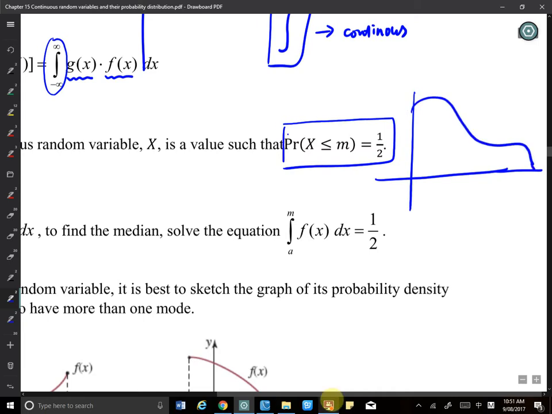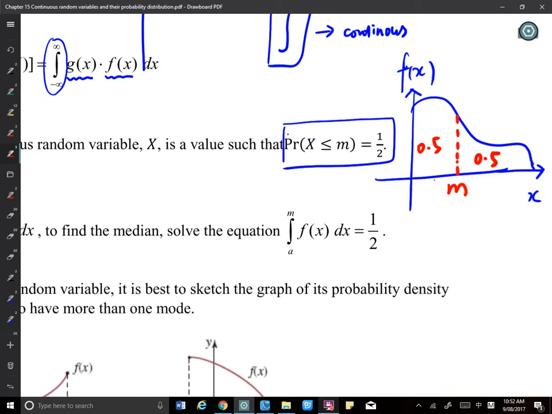Okay, we have f(x) that looks like that. That's f of x, that's x. And we want to find which x can give me 0.5 and 0.5 here. Let's say that's an m. It's a median. We use the m to represent that. Which part can separate the area into 0.5 and 0.5?